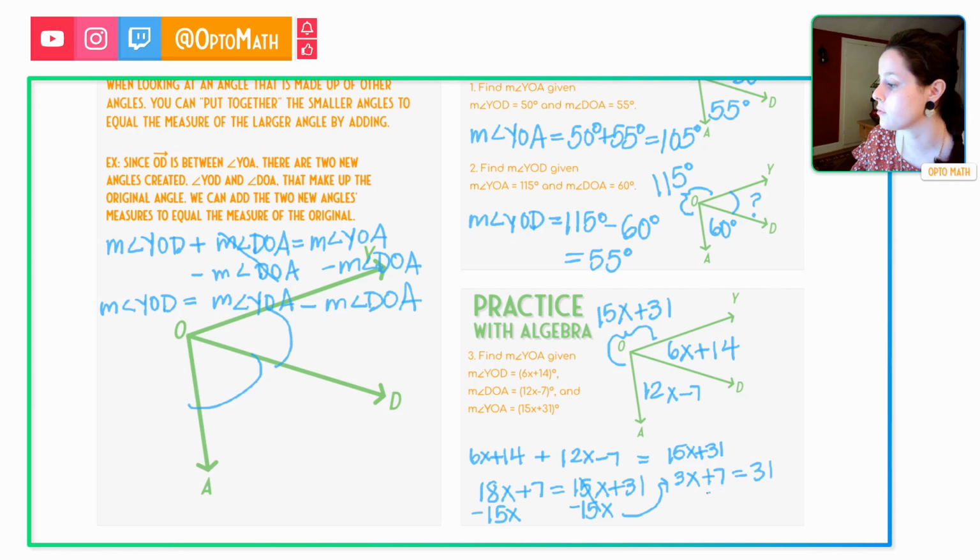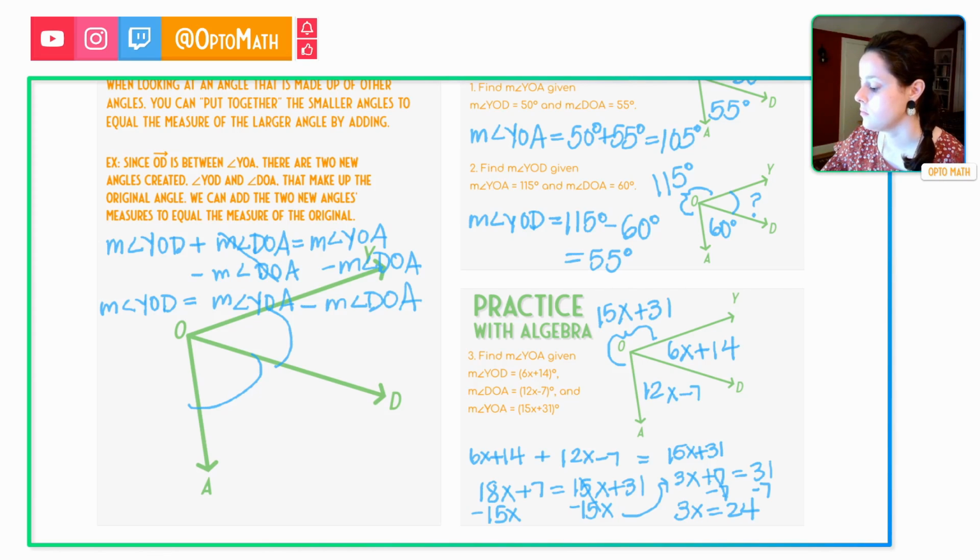Next, we'll subtract 7 from both sides. Those 7s are 0, 3x. And 31 minus 7 is 24. 3x equals 24. To solve for x, let's divide both sides by 3. And x equals 8.